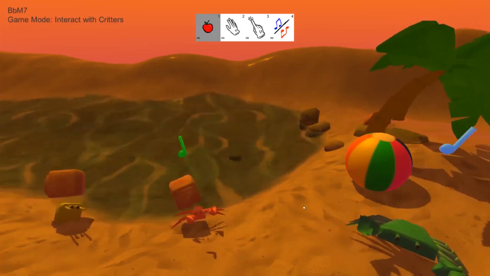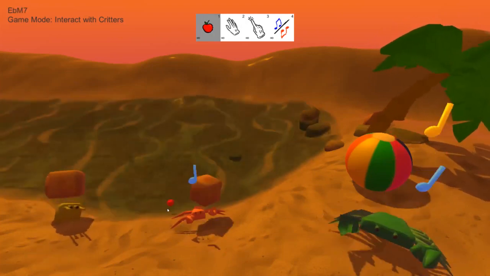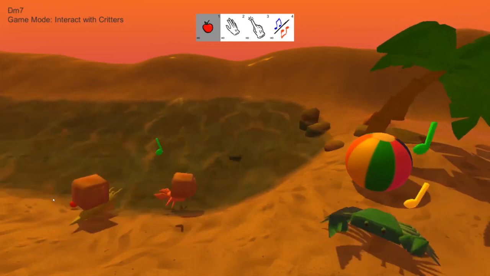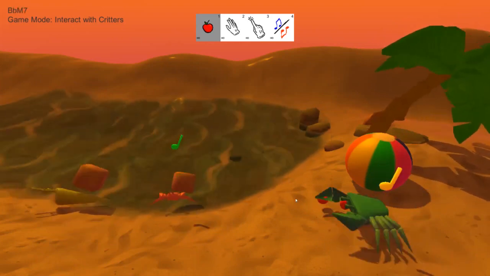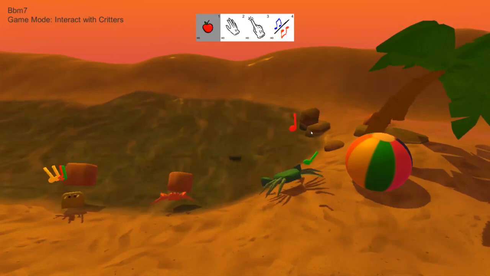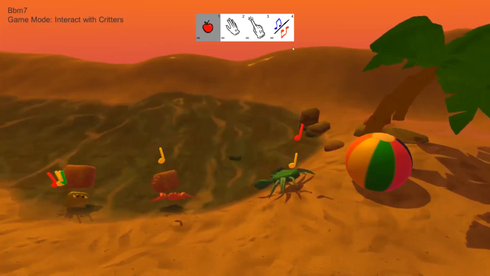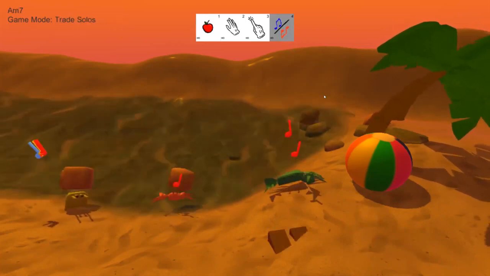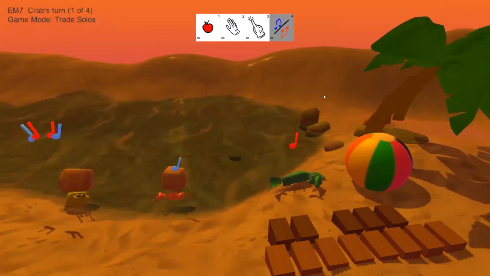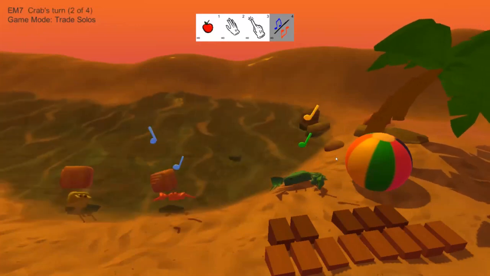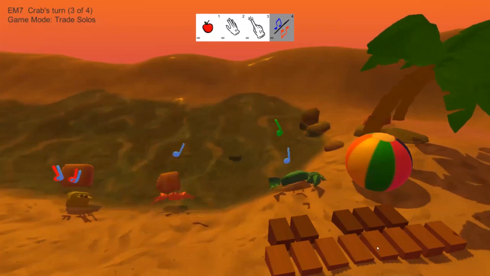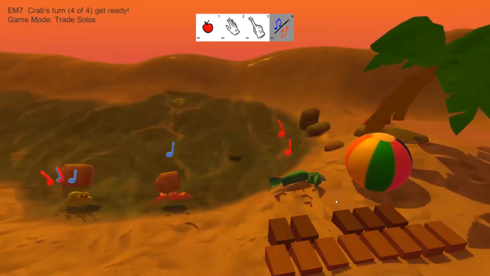And if I move these guys out of the way a little bit, see, they're going for the same piece of food there. Okay, I need to get the crab just a bit farther back. And now I can use this fourth button. So this lets us trade solos with the crab so we can actually play some things.